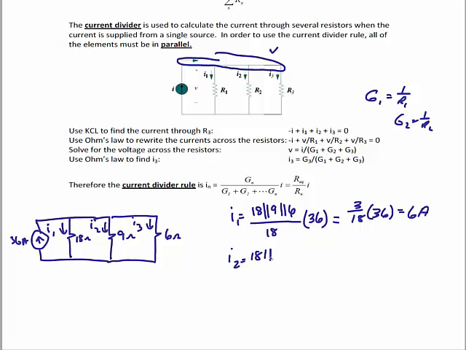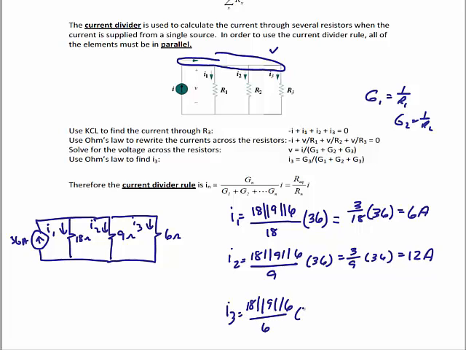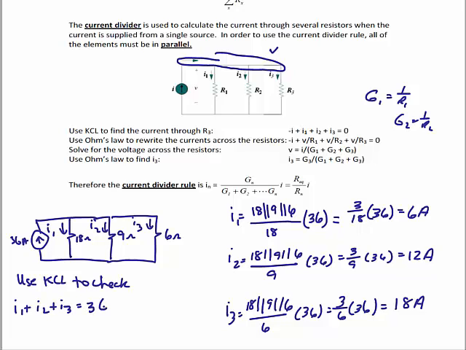I2 is equal to 18 in parallel with 9 in parallel with 6 divided by 9 times 36, which is 3 over 9 times 36, which equals 12 amps. I3 is equal to 18 in parallel with 9 in parallel with 6 divided by 6 times 36, which equals 3 over 6 times 36, which equals 18 amps. And you can always check your work by using KCL. So what we should find is that I1 plus I2 plus I3 should equal the source current, which is 36. So 6 plus 12 plus 18 equals 36. So our solution does indeed check.